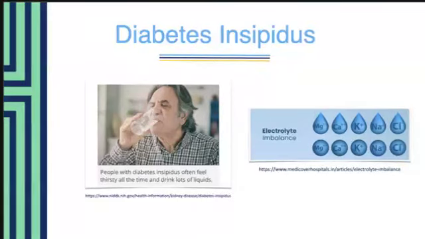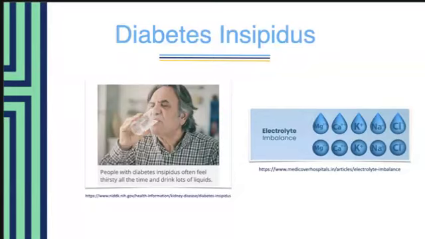Next is nephrogenic diabetes insipidus, which occurs when the kidneys are resistant or insensitive to the ADH, despite normal or elevated levels of the hormone. The kidneys cannot respond properly to reabsorb the water, and this results in excessive water loss.